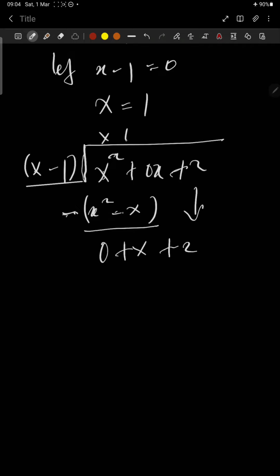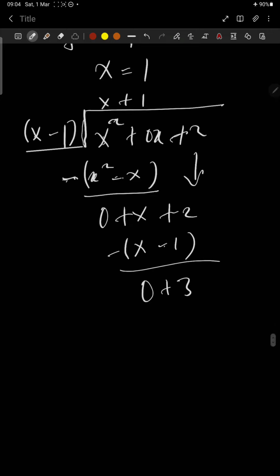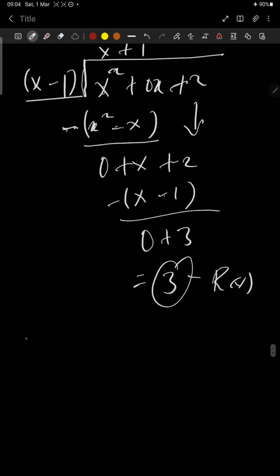X into x is what? Plus 1. Then I'll open a bracket with a negative. 1 times x is x. Minus 1 is that over. Then x minus x is 0. Negative times negative is positive. 2 plus 1 is 3. So 0 plus 3 is 3. Now this is called the remainder, isn't it? So now what will be your oblique? Your oblique, alright, will be y equal to the quotient.